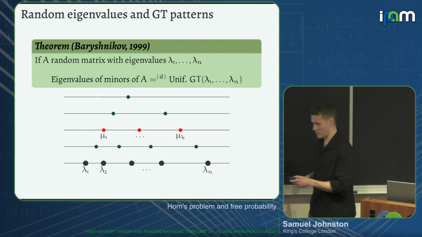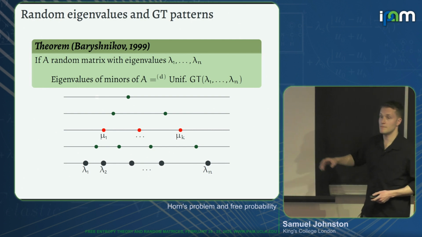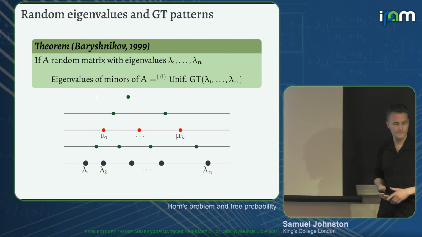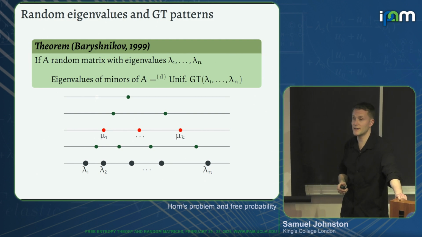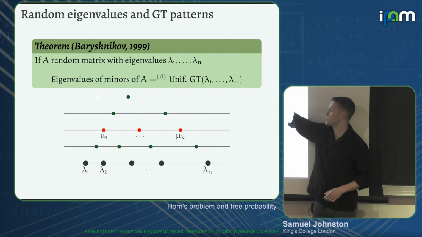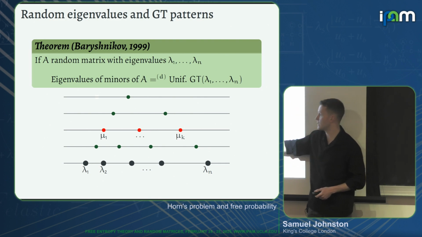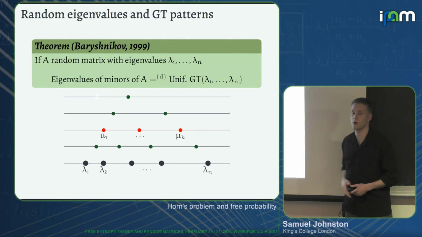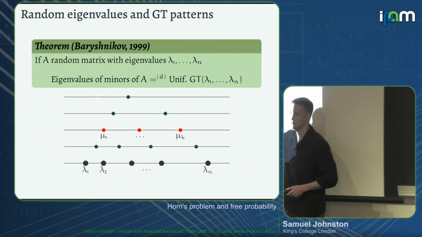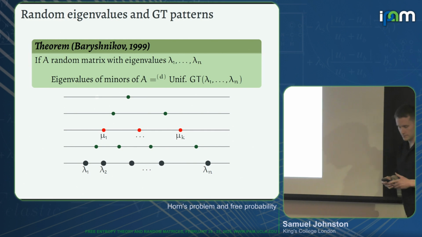So there's this result attributed to Baryshnikov from 1999, which says that if you take a random matrix A with these eigenvalues, by random I mean a unitarily invariant random matrix, and you look at its random Gelfand-Tsetlin pattern, then it turns out, in a correct sense, its random minor process is equivalent in distribution to a uniformly chosen Gelfand-Tsetlin pattern with this fixed bottom row, lambda 1 up to lambda n. In other words, you take a Gelfand-Tsetlin pattern in proportion to Lebesgue measure on these Gelfand-Tsetlin patterns.